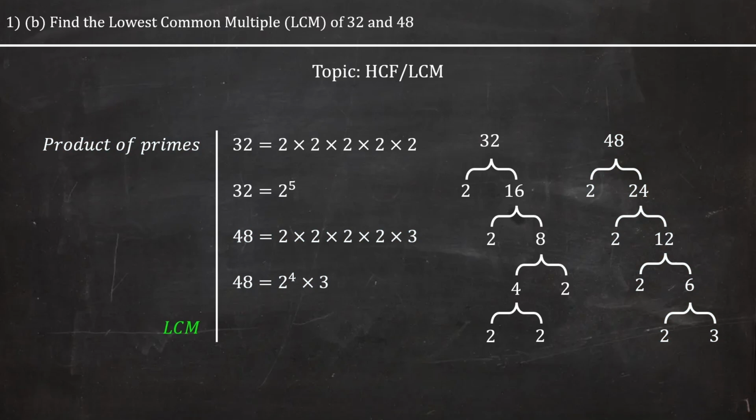The lowest common multiple is going to be numbers that show up on either of them with the highest possible power. So between the two of them I have a 2 and I have a 3. The highest possible power is here. On the 2's the highest possible power is a 5. On the 3 it's a 1. So 2 to the 5 times 3, which is 96.